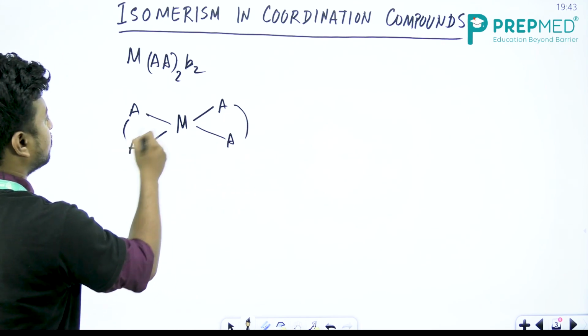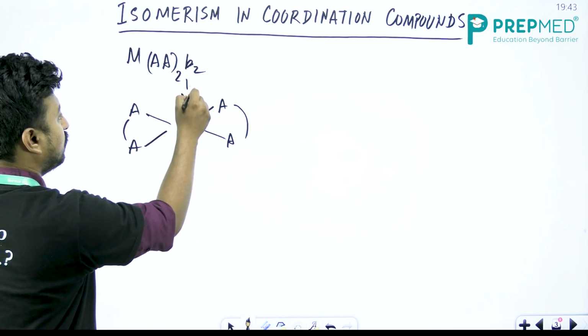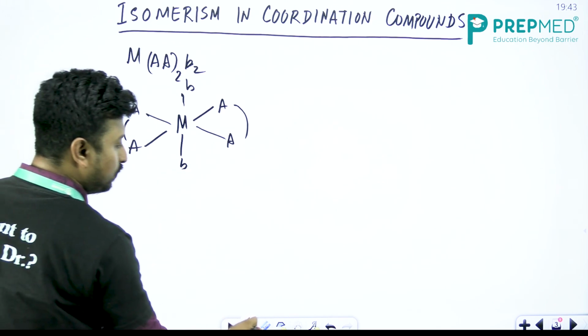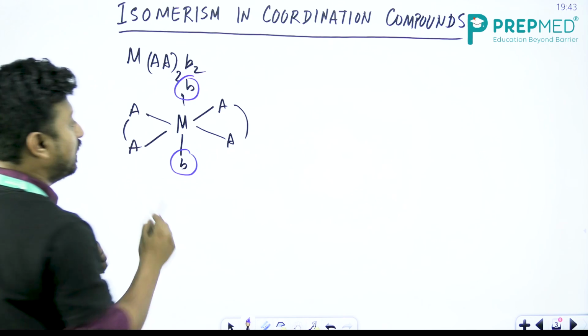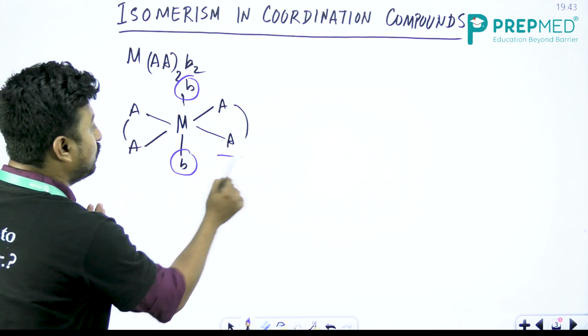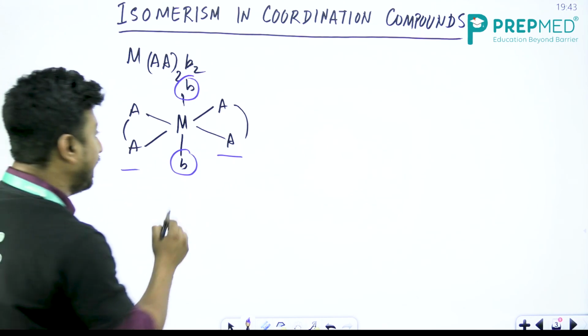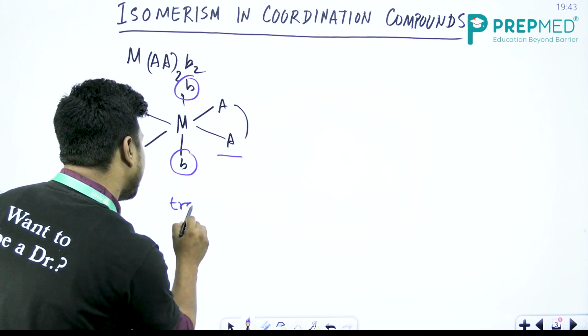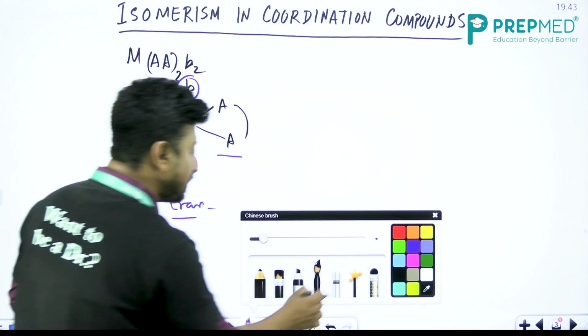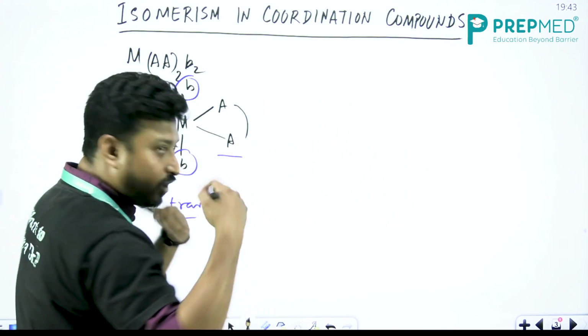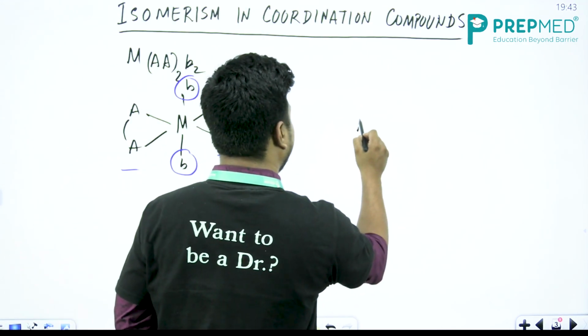So this is one possibility where the 2B are trans to each other, and the 2A are trans to each other, right? So this is called your trans geometry. Then, the second, there is one more possibility. So what is that? M.